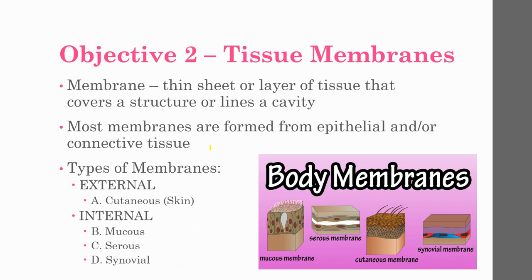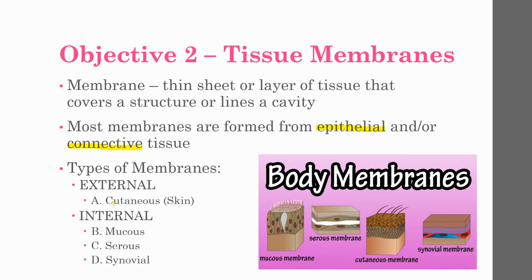All right, so that wraps up objective 1, just kind of an intro. Objective 2 is about tissue membranes. A membrane is just a thin sheet or layer that's going to cover or line. Based on that definition, it makes sense that most membranes are going to be formed from epithelial tissue, which pretty much has the main job of covering and lining. But we could have some connective tissue involved as well in these membranes.